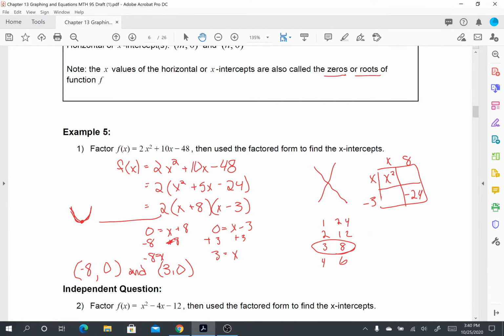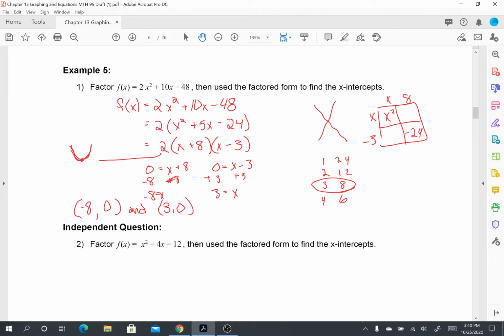All right, I want you to try the same thing. You're given a trinomial to factor, and then look at those factors to find the x-intercepts. If you want to check your work, a great way would be to put those numbers into the equation and verify that you get out a 0. I will show you how that check might look.